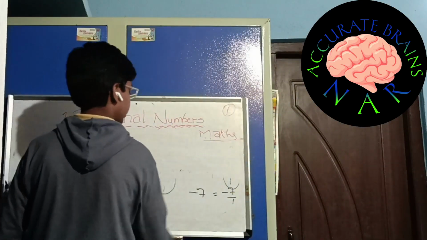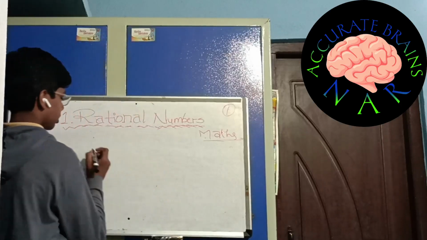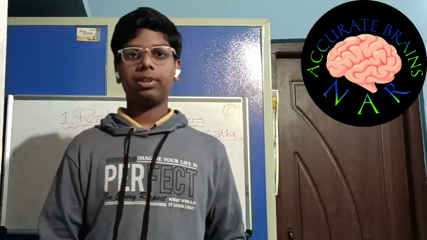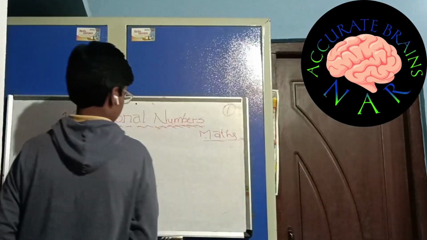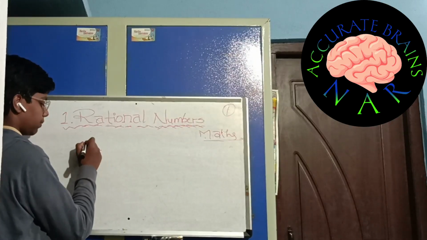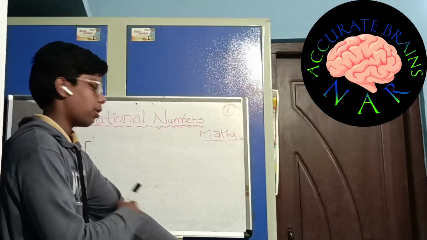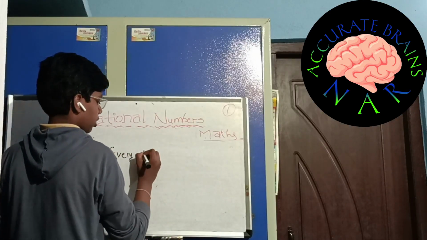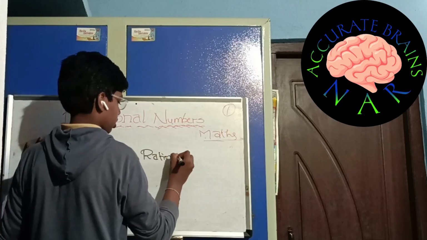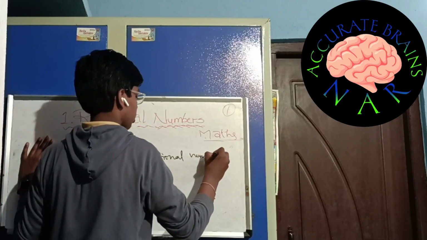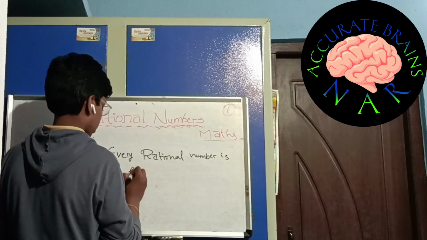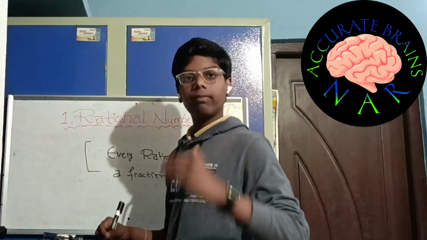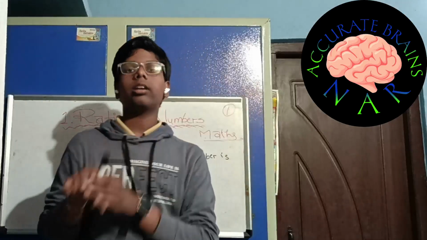Here we have a property of rational numbers: the relationship between fractions and rational numbers. This is an important point you should write in your notebook. Every rational number is a fraction. For example, 3 by 1, 4 by 1, 5 by 1, these are all rational numbers.